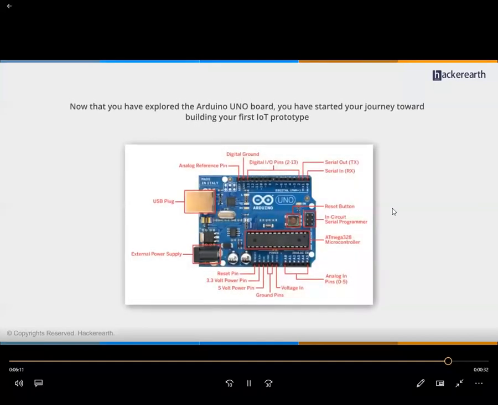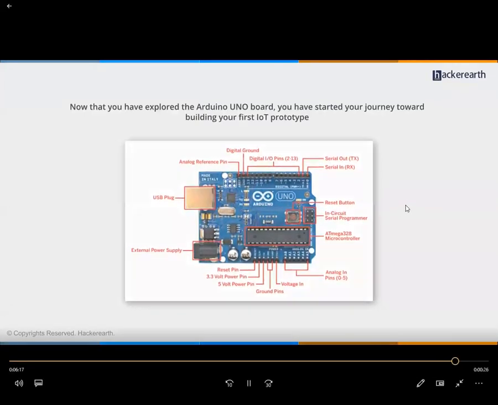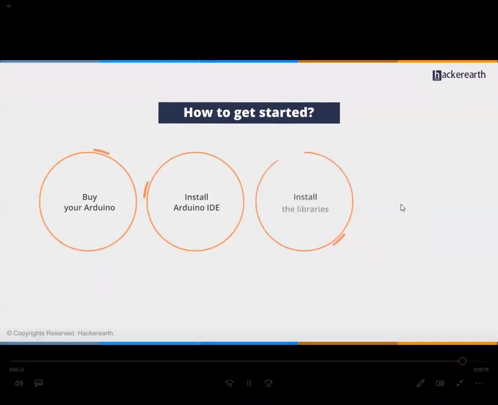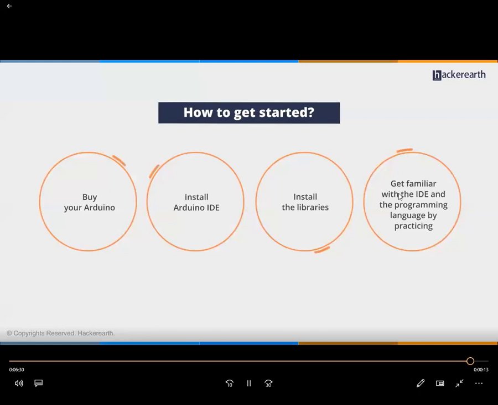Now that you've explored the Arduino Uno board, you have started your journey toward building your first Internet of Things prototype. How to get started: Buy your Arduino. Install Arduino IDE. Install the libraries. Get familiar with the IDE and the programming language by practicing. Now, bring your ideas to life.